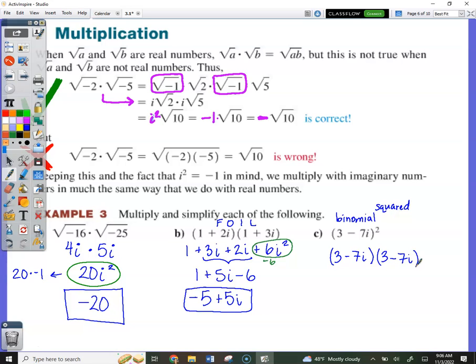Now it's an exact repeat of B. First, take that first term, multiply it to everything in here. What would you get? 9 minus 21i. Take the second term, including its sign, multiply it times everything in here.